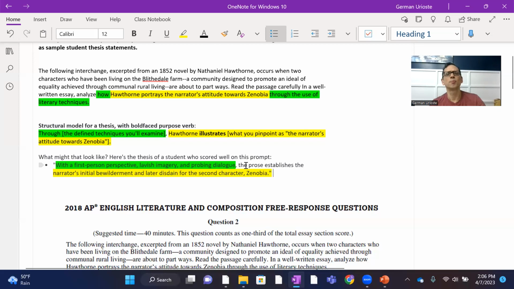Also notice that it says here the prose establishes the narrator's initial bewilderment. That sounds kind of awkward, but again, the mantra at AP, and I mentioned this in the last video, is reward students for what they do well. They understand that in 40 minutes, you're not going to write your most polished essay. You don't have a few days to develop it. Probably the student wouldn't say the prose establishes. They'd say something like Hawthorne establishes. Instead, it doesn't matter. That's a small thing. All right, let's get another one.